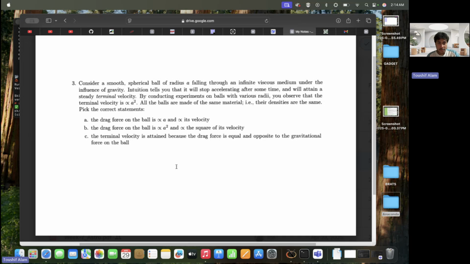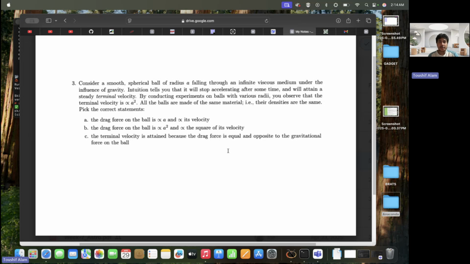The drag force on the ball is proportional to a and proportional to its velocity. The drag force on the ball is proportional to a square and proportional to the square of its velocity. The terminal velocity is attained because the drag force is equal and opposite to the gravitational force on the ball. So it is said that the ball is smooth and spherical and falling in an infinite viscous medium, so gravity will apply. The terminal velocity is said to be proportional to a square.